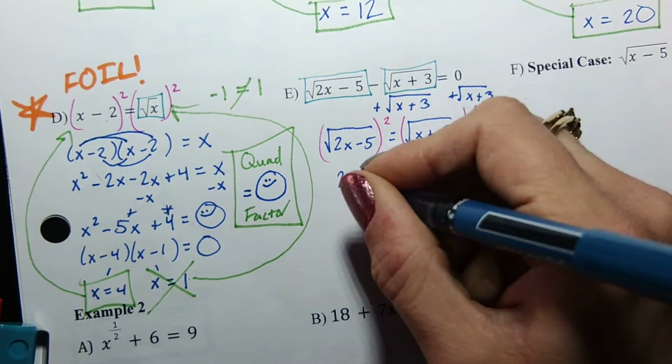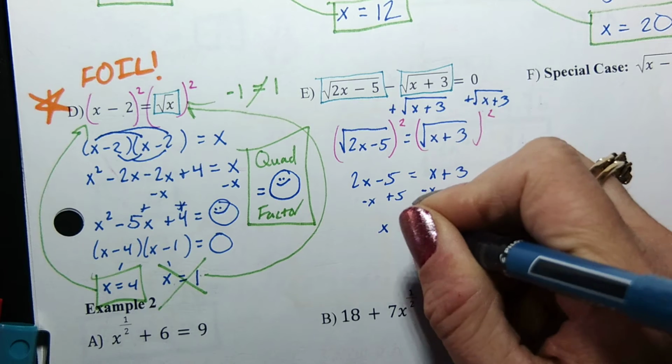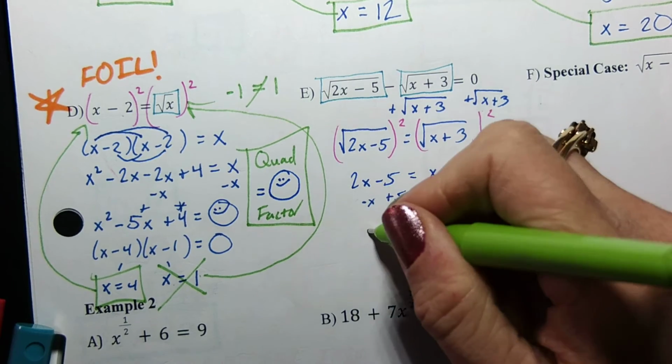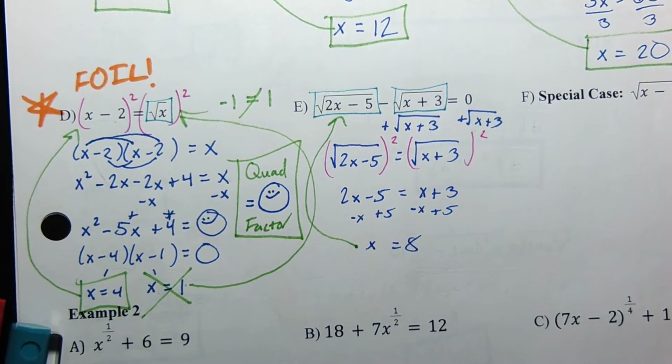Solving for x, we subtract x, and we get x. Add 5. And we get 8, and now we got to plug back in to make sure that our answer works. So 8 times 2 is 16. 16 minus 5 is 11. Square root of 11. Ooh, gross.